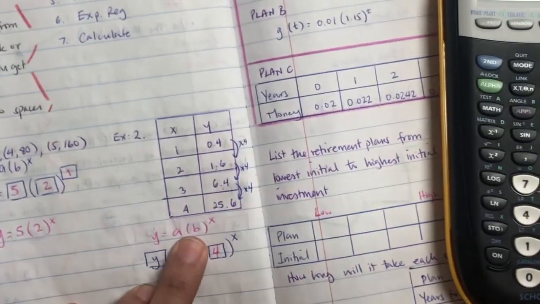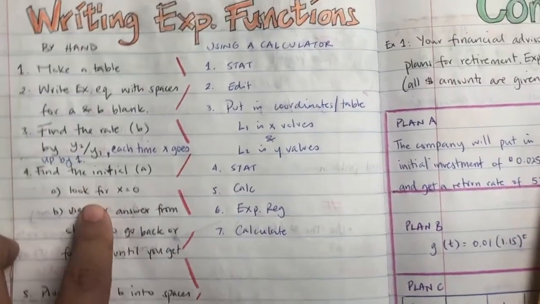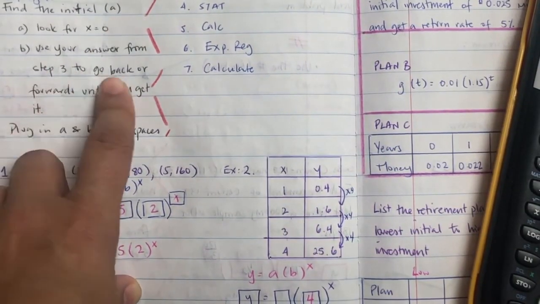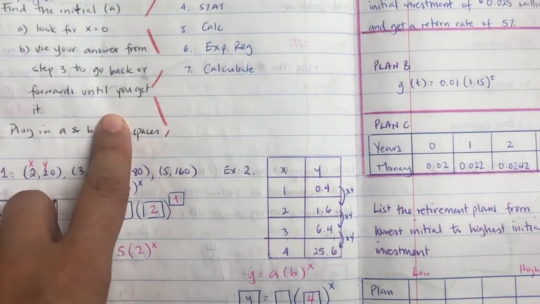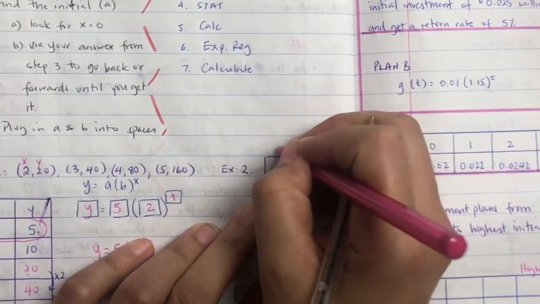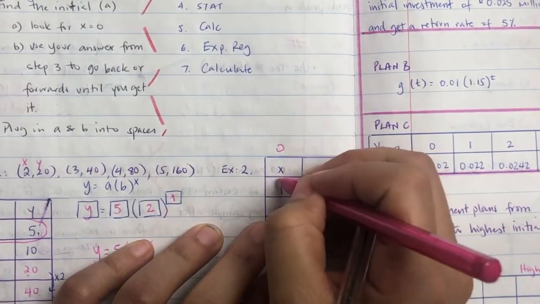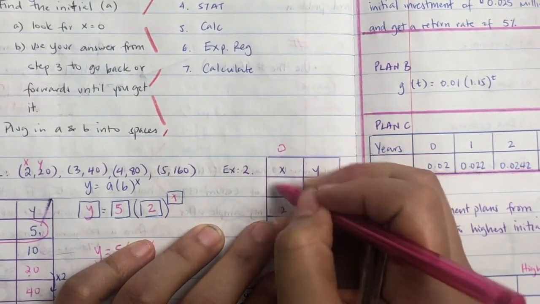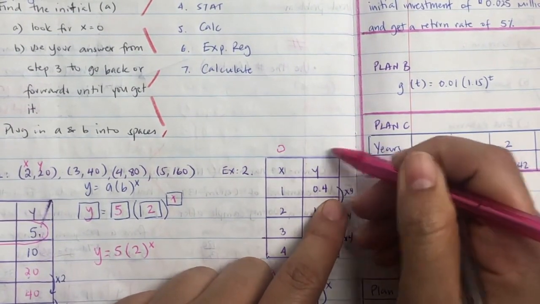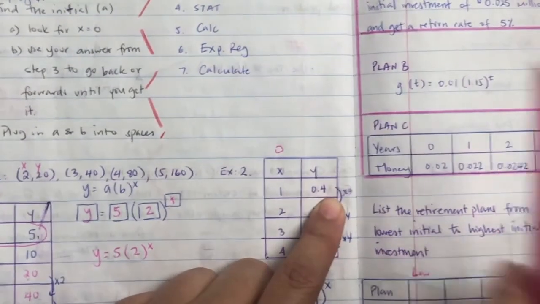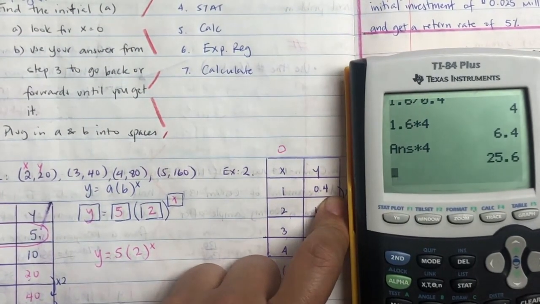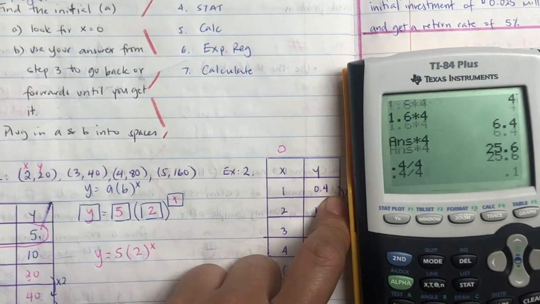How do I find my initial? My initial is when X is 0. They're sometimes just going to give it to me. Do they tell me when X is 0? Nope. So if not, I use my answer from step 3 to go back or forwards until I see it. Well, how do I get to X equals 0? I need to go back one more, right? So this is 0. So I go from 0 to 1. And if I'm multiplying by 4 to get the next number, how do I get the number before? I have to divide by 4. So I start with 0.4 divided by 4. It'll give me 0.1.